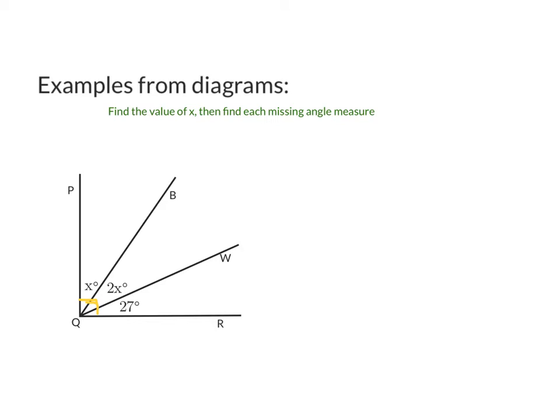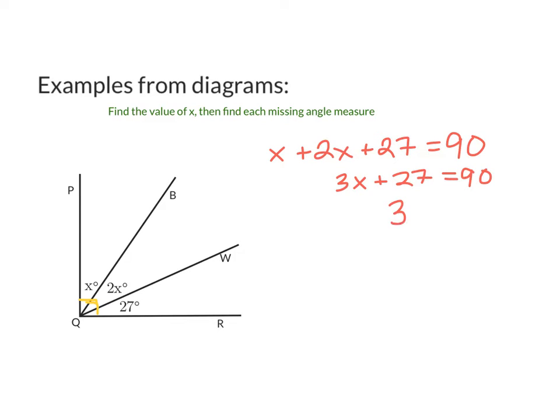That's my right angle. So that just allows me to set up this math equation where I can add x plus 2x plus 27 to equal 90. So all three angles added together equal 90 degrees. So I can simplify this by combining like terms and then going through to solve. So subtract 27 from both sides and divide by 3, x equals 21.